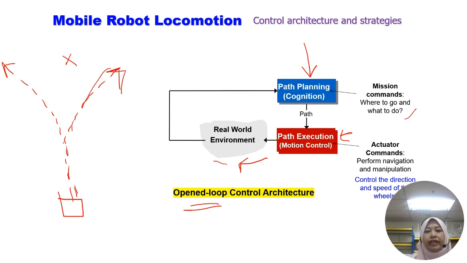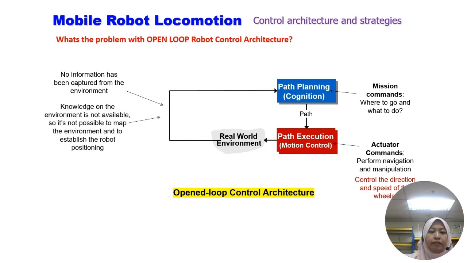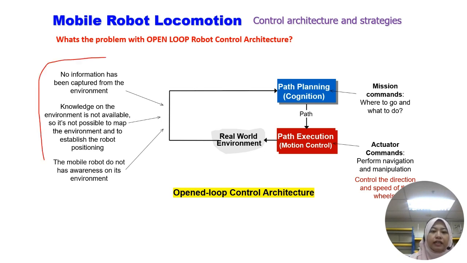So in our case, we are not going to use the open loop control architecture, whereby we are going to use closed loop control architecture. Di mana dalam closed loop control architecture ni, dia akan baca information daripada environment. Dia akan baca all these thing. Yang ini adalah perkara-perkara yang tidak ada di dalam open loop control architecture, yang mana these problems will be solved by using the closed loop control architecture. So kita tengok apa tu closed loop control architecture.